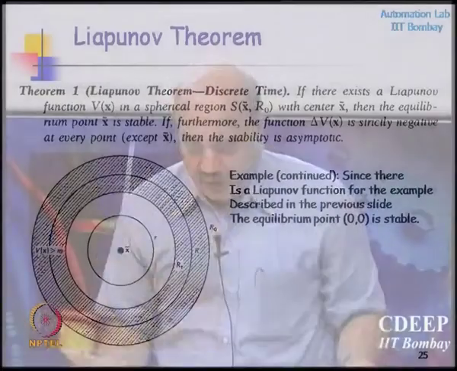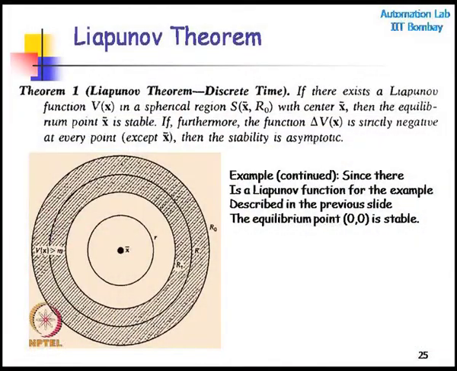In one case, all that you are saying is that delta V is non-increasing, it's becoming 0. So you allow either decreasing or staying constant, you know, 0 or less than 0. In the other case, you are saying strictly less than 0. These are two different situations, and these situations are captured through this.